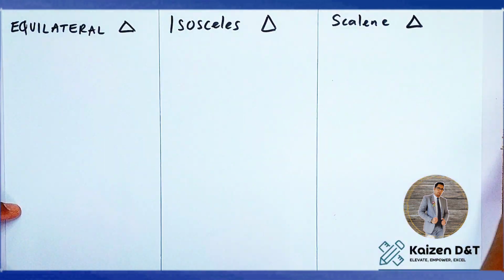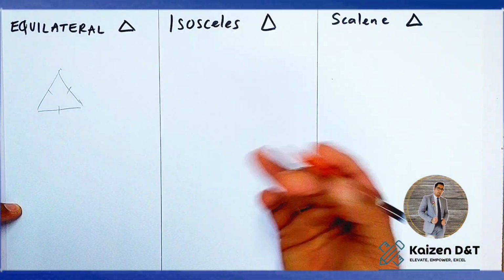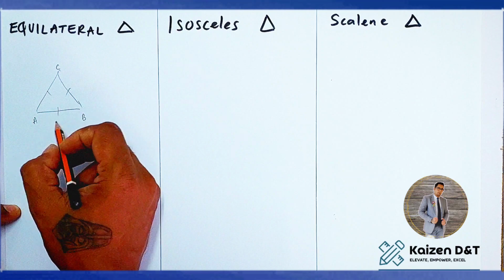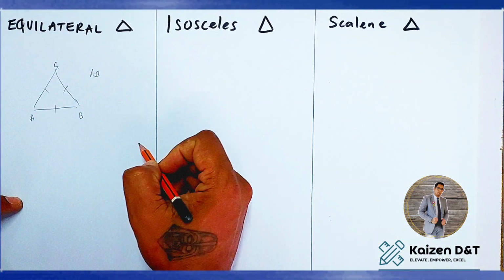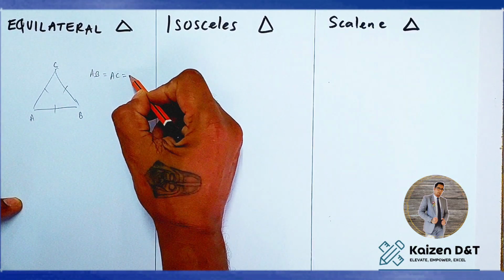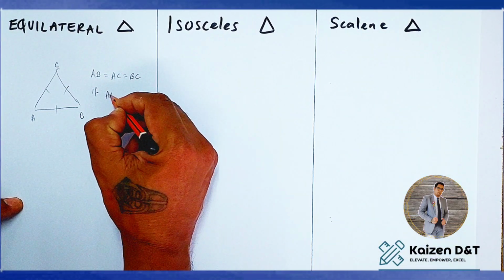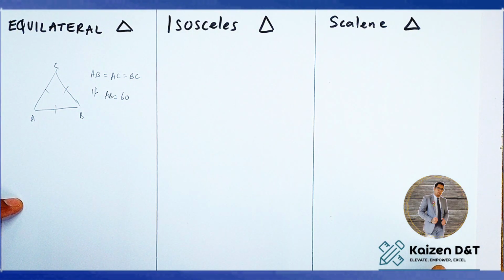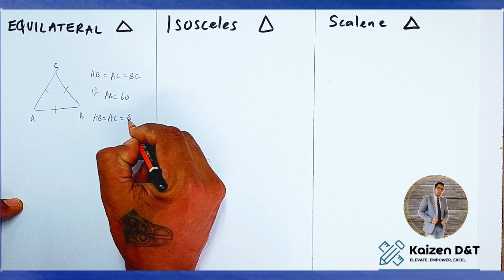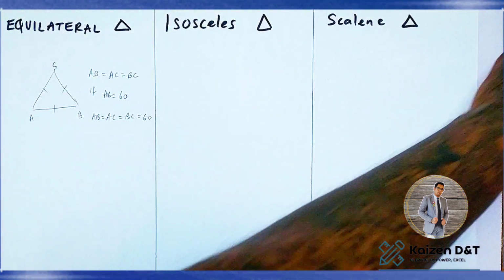When you have an equilateral triangle, it means that all of the sides are equal. Therefore, if this is corner A, this is B, this is C, we're going to refer to this line as AB, which is equal to AC, which is equal to BC. If AB is equal to 60 millimeters, for example, it would mean that AB is equal to AC is equal to BC is equal to 60 millimeters. So how do we draw a triangle having such dimensions?